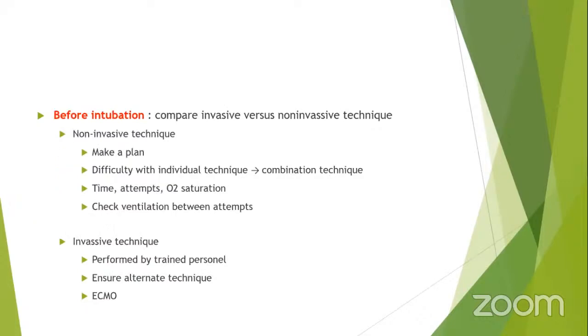Before attempting intubation of an unanticipated difficult airway, do determine the benefit of an invasive versus non-invasive approach. If you choose a non-invasive approach, identify and prefer a sequence of non-invasive devices that you want to use for your airway management. If difficulty is encountered with an individual technique, a combination technique may be preferred, such as the use of a direct or a video laryngoscope combined with either an optical or a video stylet, a flexible scope intubation or an airway exchange catheter, or a supraglottic airway device combined with either an optical or a video stylet, or a flexible scope intubation or a retrograde placed guide wire. So you need to take these things into consideration and be aware of the passage of time, the number of attempts and oxygen saturation.